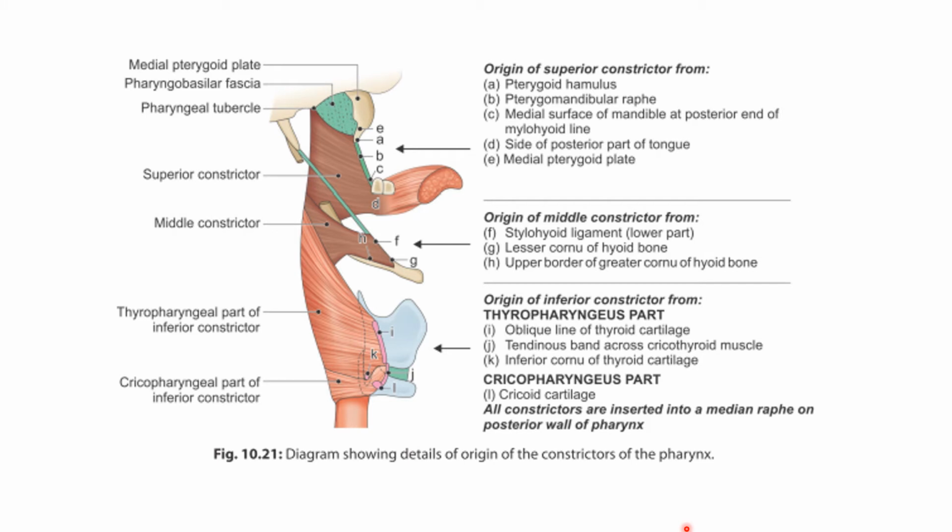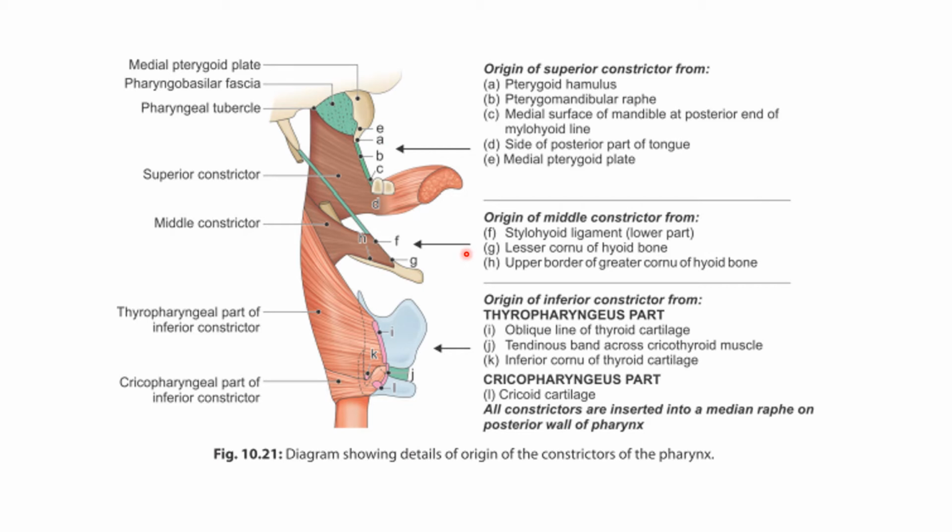Now, let us see the origin of the constrictors of the pharynx. The superior constrictor muscle of the pharynx takes origin from the pterygoid hamulus, the pterygomandibular raphe, the medial surface of the mandible at the posterior end of mylohyoid line, and on the side of posterior part of the tongue and the medial pterygoid plate. So it takes origin from these bones and the posterior part of tongue on its side.